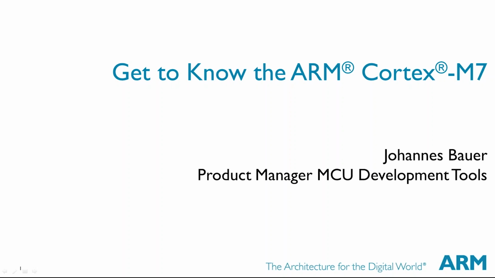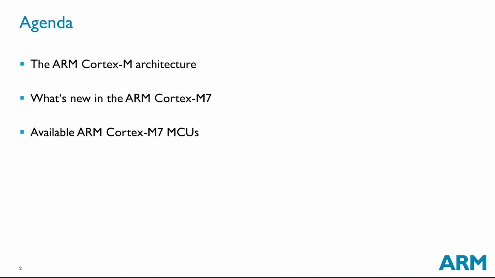Our topic is ARM's latest processor core for MCU applications, the ARM Cortex-M7. I will first give you a general overview of the ARM Cortex-M architecture and its advantages for embedded developers. After that, we will dive into the details about the Cortex-M7 and the new features it brings compared to previous cores. And lastly, I will show you the Cortex-M7 based MCUs that are already available from our partners.